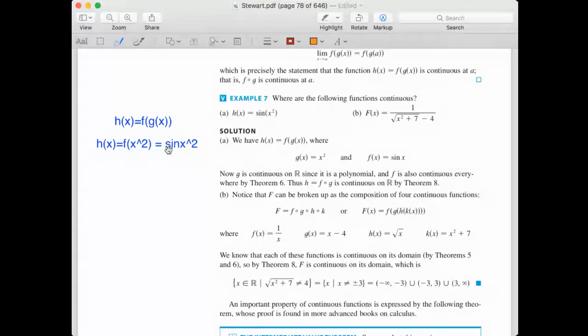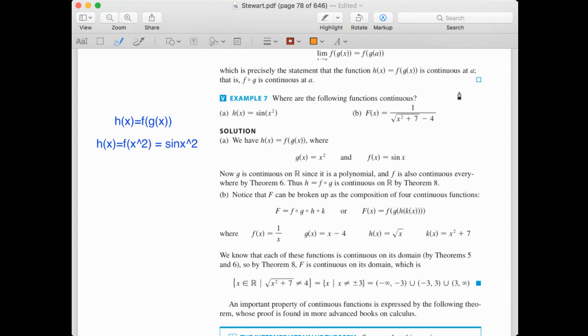So x squared is a polynomial. That means the domain of x is every real number. And for f, sine of x squared, right? Sine also takes all real numbers. So that means the domain of h is all real numbers. Well, let's see b.